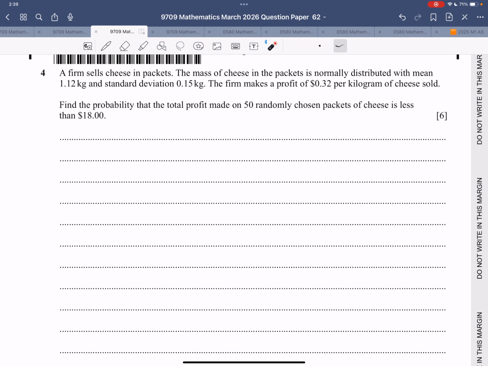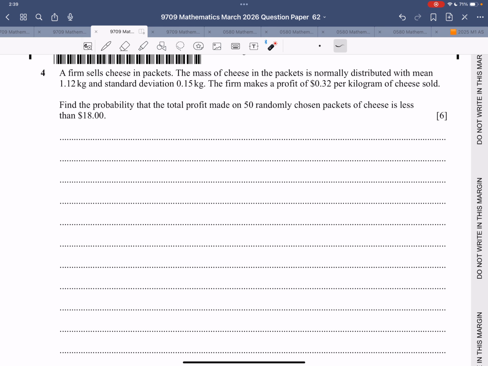Now it says a firm sells cheese in packets. So there is no salt, it's unsalted, that it sells cheese in packets. The mass of cheese in these packets is normally distributed. That's the mean, that's the standard deviation. The firm makes a profit of $0.32 per kilogram. So that means if 1 kg is sold, multiply it with 0.32. So this is the concept of multiplication. Find the probability total profit made on 50 randomly chosen packets is less than $18.